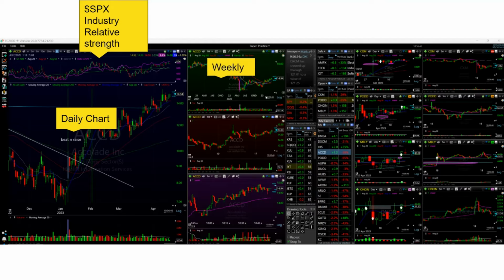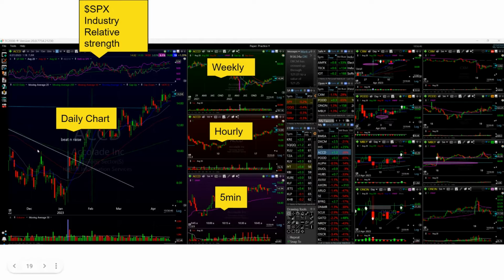This is the weekly chart for Accolade, the same stock. This is the hourly chart. And here I will usually have the 5-minute, but sometimes at the market open, the 1-minute, since the 5-minute candle would not have developed enough. So for the first half an hour or so, I usually stick to the 1-minute chart. But this is a microscopic view, basically.